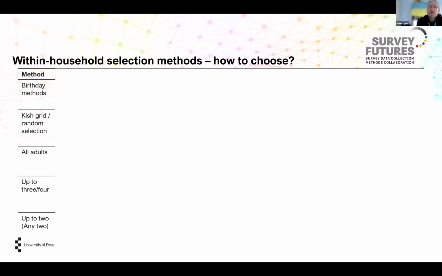Then there are methods that have been implemented on quite a few surveys where we ask for up to a certain number of people in the household to participate. So it could be up to 4, up to 3, or up to 2. Those are the main possibilities. And this is not a random method. We allow any 2 or any 3, whatever, in the household to participate.